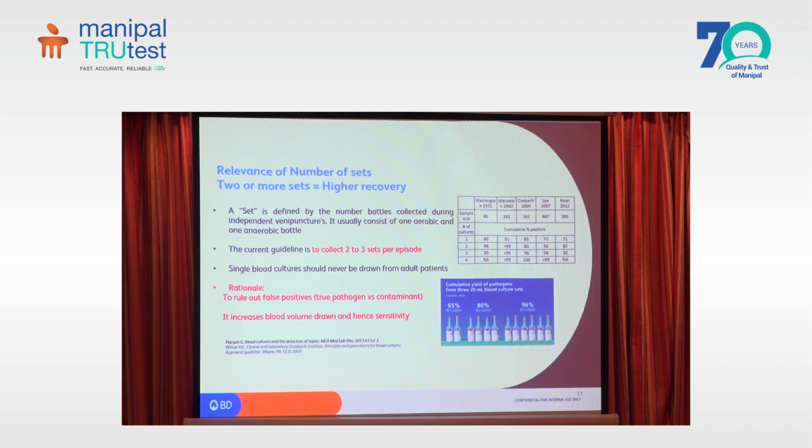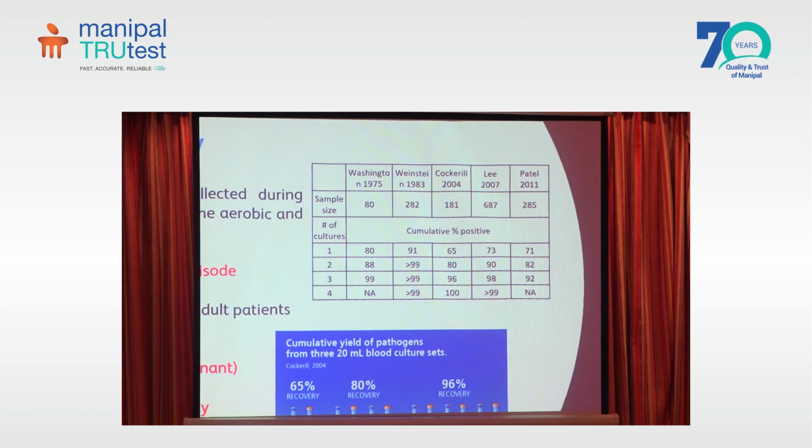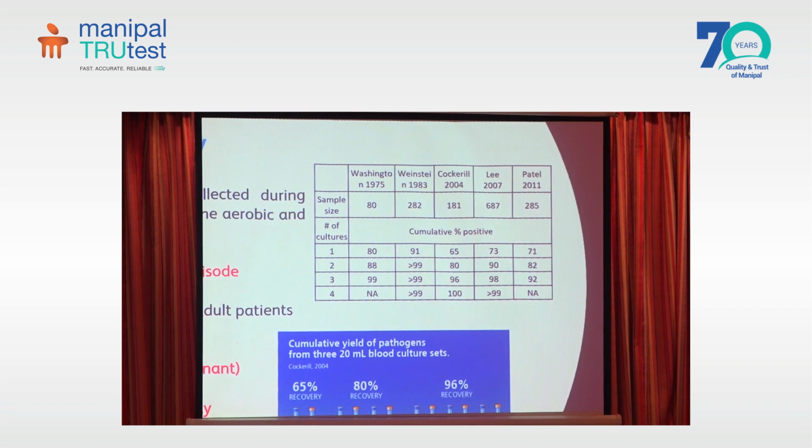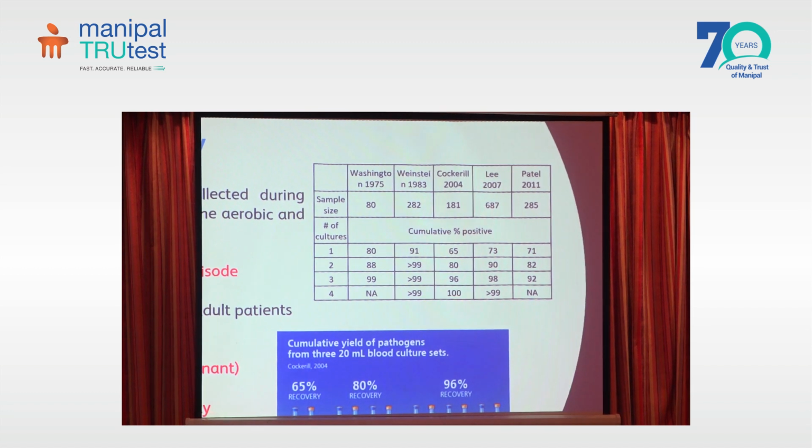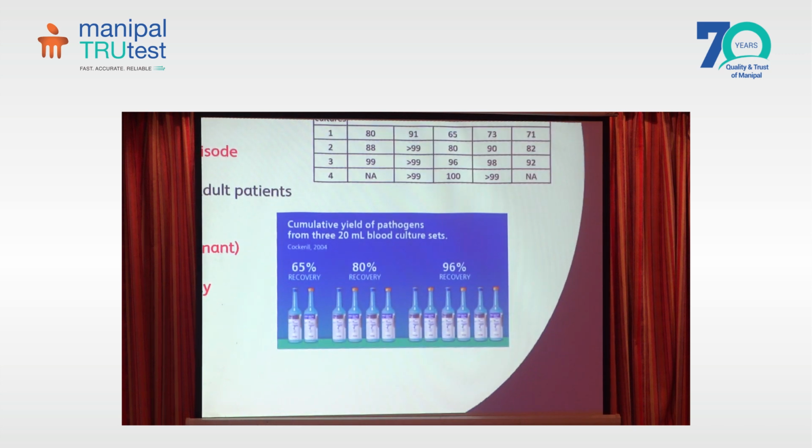So here we can see there are a few studies which have been done in the past. With an increase in the number of sets, like 2 sets and 3 sets, the percentage yield is increased by more than 90% as compared to 1 set, where the yield is comparatively low. And the sample size we can see is quite significant. So 1 set will give you 65% recovery, 2 sets will give you 80% recovery, and 3 sets will give you almost more than 95% recovery.